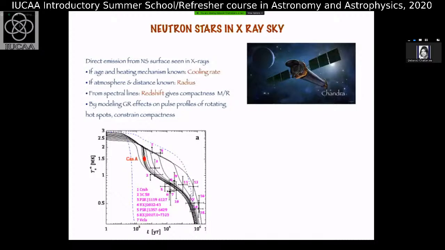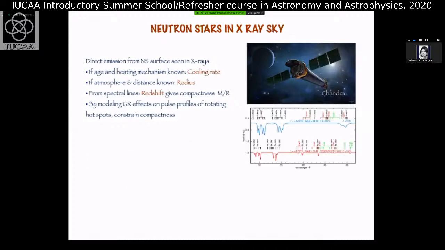You can see at the bottom a figure that shows the surface temperature of the neutron star versus its age. If the age and the heating mechanism are known, one can determine the cooling rate of neutron stars. The composition of the atmosphere is very uncertain even now for neutron stars, but if the atmosphere and the distance to the neutron star are known, then from the surface thermal emission, one can determine its radius. Further, like I already said, from spectral lines in X-rays, one can determine the redshift.